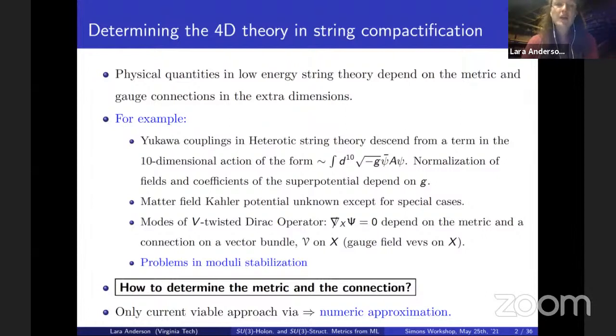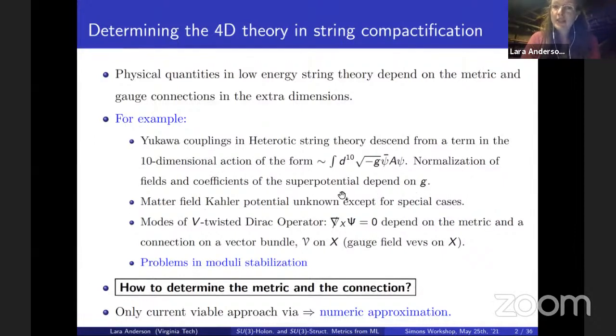But just to highlight a few examples of things that depend crucially on this data, as was mentioned in yesterday's talk as well, Yukawa couplings in heterotic string theory represent trilinear couplings between fields in the 4-dimensional effective theory. These depend on both gauge fields and connections on vector bundles over these extra dimensions. The normalization of coefficients and the exact value of, for example, the mass of the electron in a string vacuum would depend on knowledge of the metric.